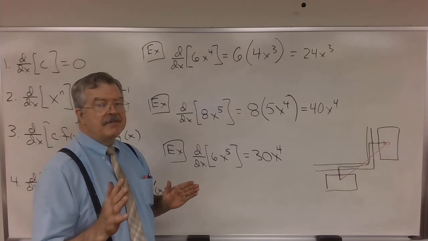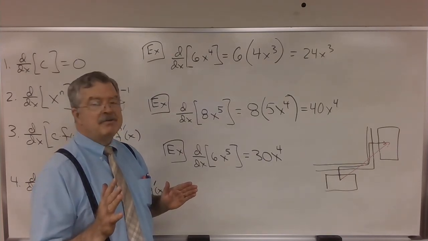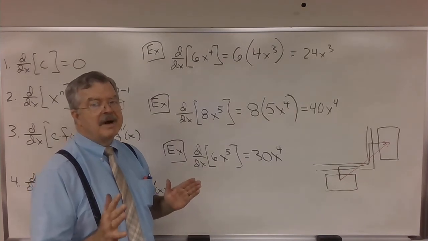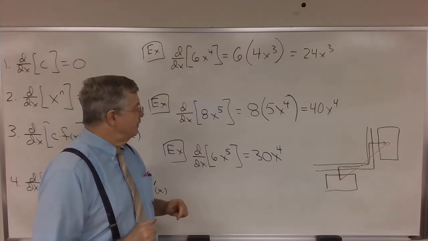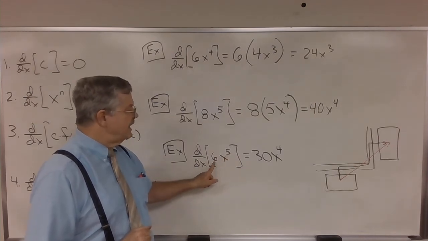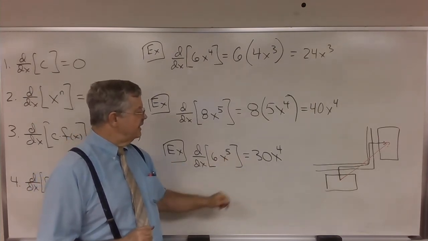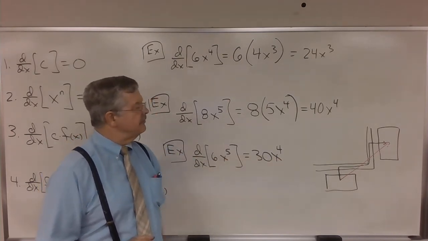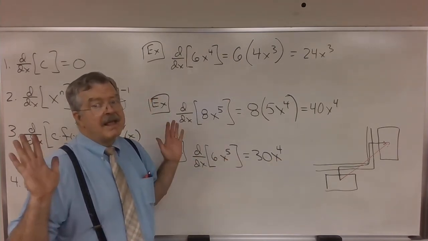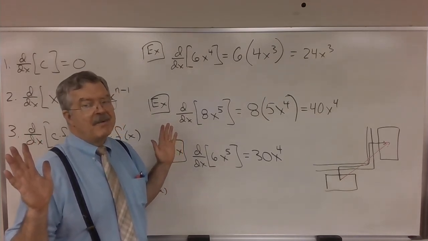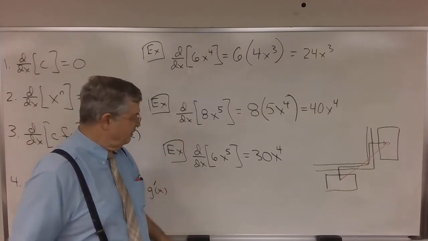And if we're not doing it that way yet, in about 2 minutes we will be, because our brains are all hardwired the same. We're going to look at this and say, oh, bring the exponent down and multiply it by the 6, and that gives us 30. Then subtract 1 from the exponent, that gives us x to the 4th. Everybody on earth does it that way, so from now on, that's how we're going to do it.